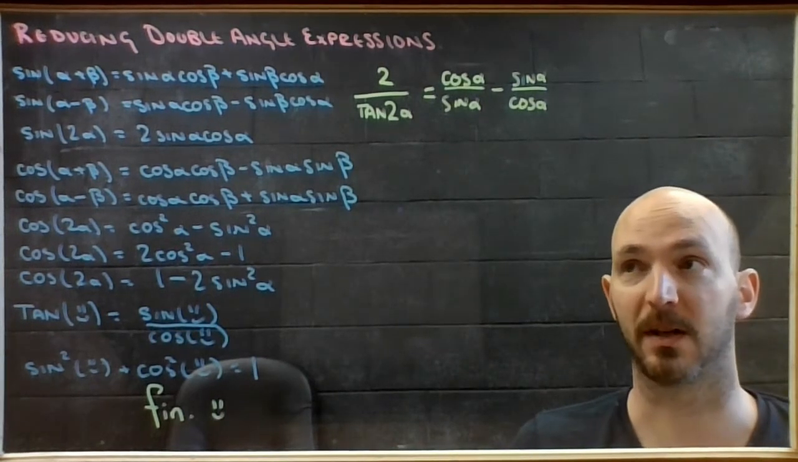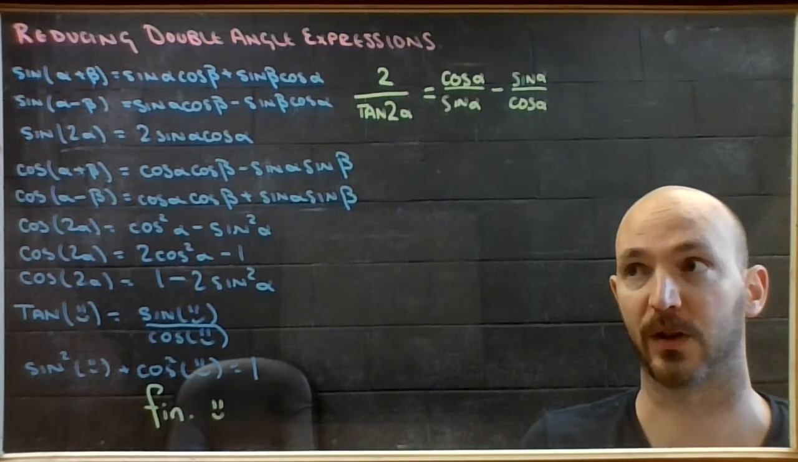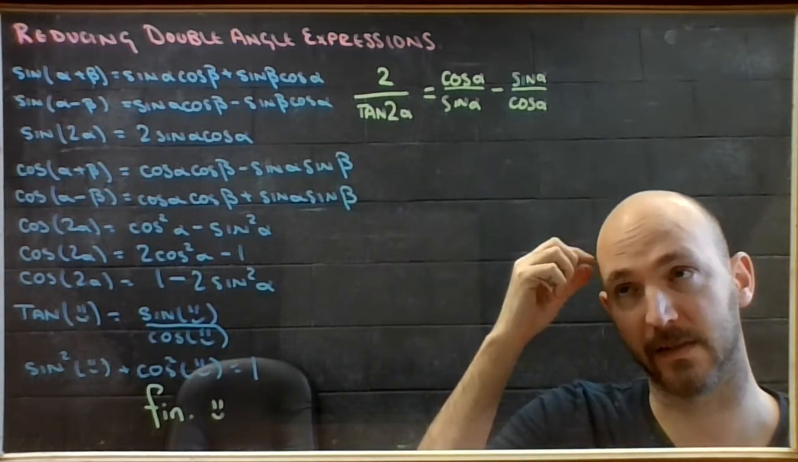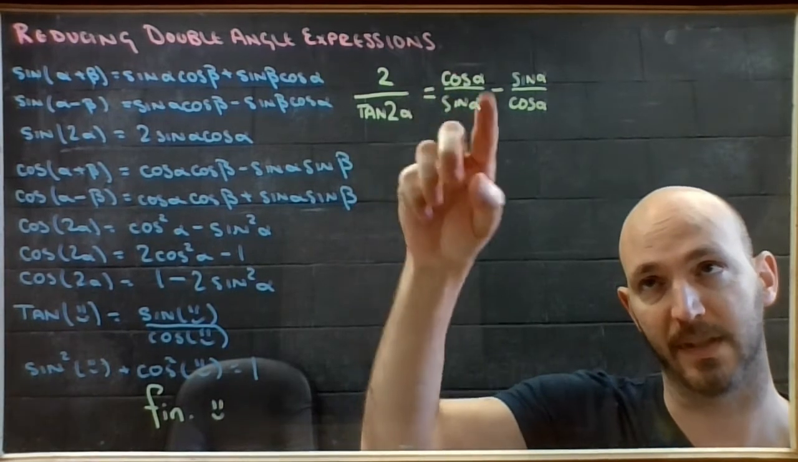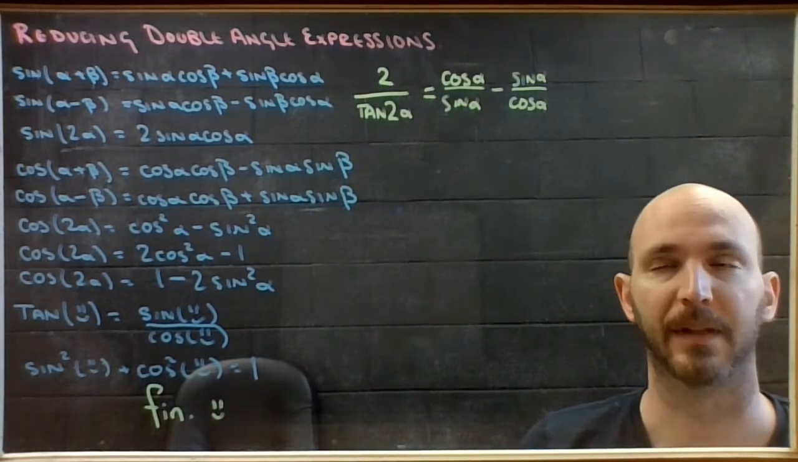So reducing double angle expressions is just the mother of all trigonometric identity problems. So you start with something like this: 2 over tan of 2 alpha equals this minus that. And I need to show that that's true.